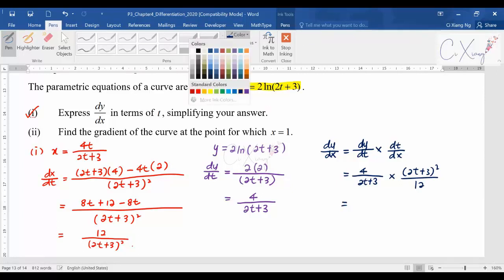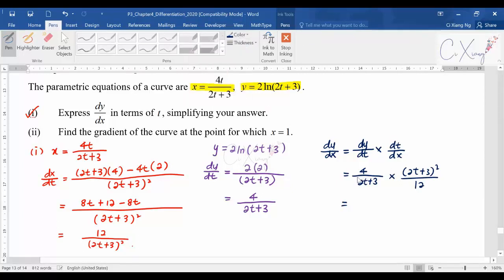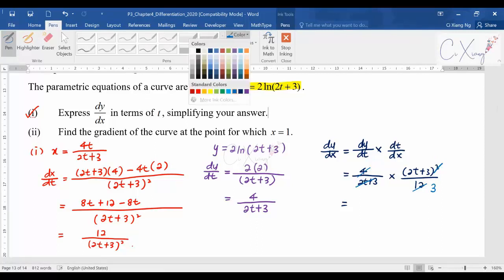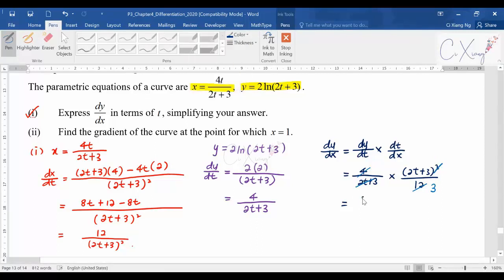Okay, so if you try to simplify it, I think this one is quite simple. 4 cancels off, and this cancels off, you have a 3. This power 2 cancels off with the power 1 at the denominator. So if you rewrite your answer, you will see this is what you get: 2t plus 3 divided by 3. Okay, so this is your dy/dx.